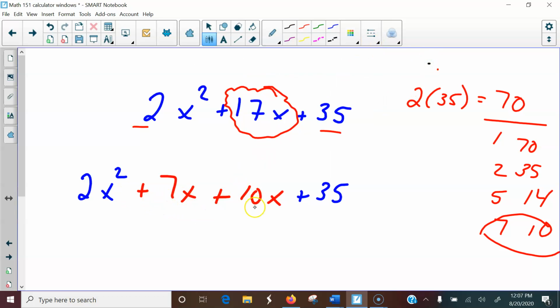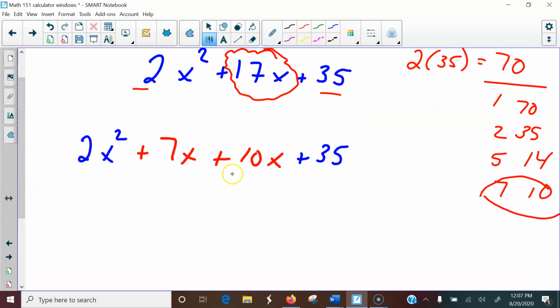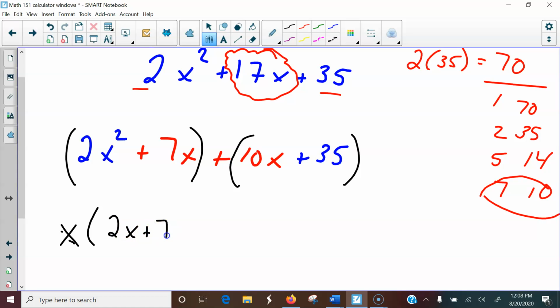Now that we have expanded this so that it's 4 terms, we can do factor by grouping. Factor by grouping means group together the first 2 terms, group together the last 2 terms, and then just look at each group separately and take out greatest common factors. So if I'm just looking at 2x squared plus 7x, the biggest thing that they share is a single x. So I can pull an x out front. And what I have left is 2x plus 7.